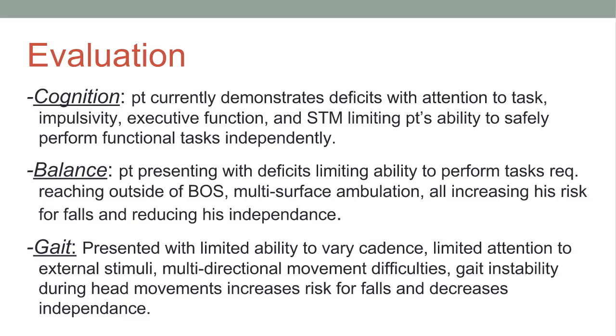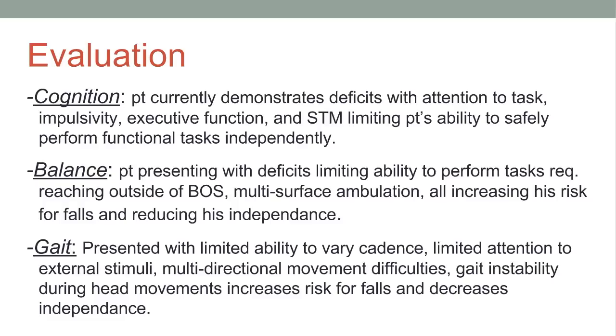Our assessment from the evaluation recognizes 3 main deficits: cognition, balance, and gait. Regarding the patient's cognition, he presented with issues of attention to the task, impulsivity, executive function, and short-term memory, and all of these limit his ability to safely perform transfers and ambulate independently. The patient also presented with balance deficits, losing his balance during narrow stances, when his vision was removed, and when he was perturbed. These limit his ability to perform tasks that require reaching outside the base of support, when his vision is limited, or during narrow stances, and they all increase the risk for falls and decrease independence at home and within the community.